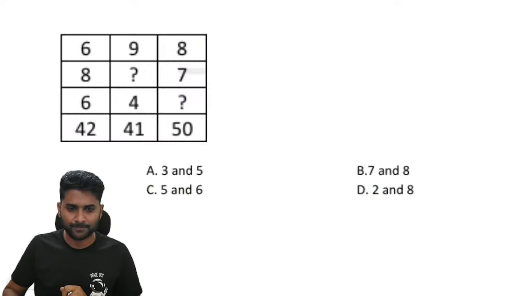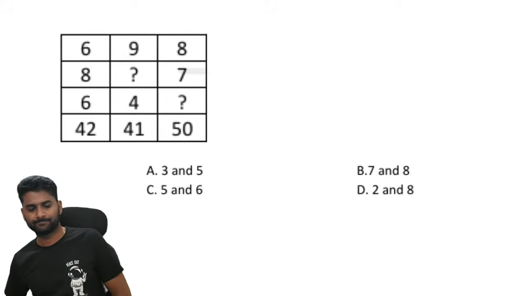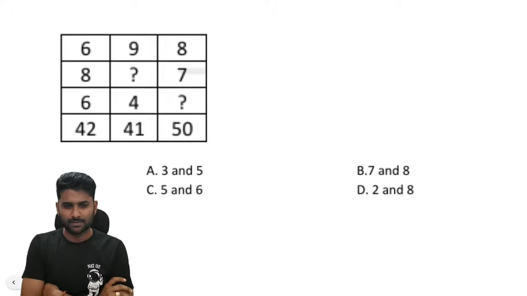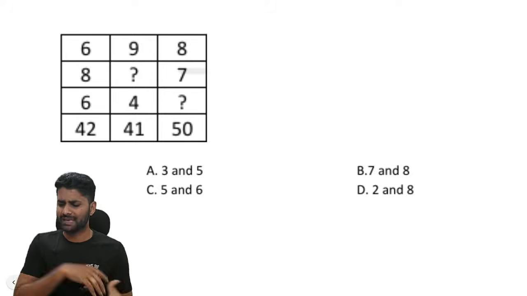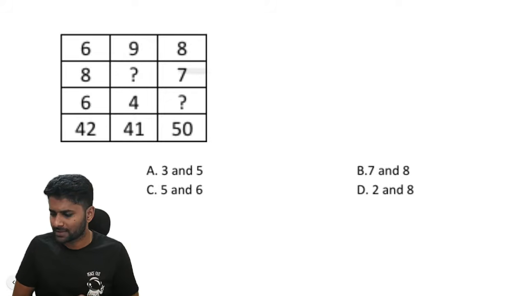Let's go through this question. Again, try to answer this question. Guys, it's all about a 3 into 4 grid. Use either row operations or column operations and identify what number is missing.